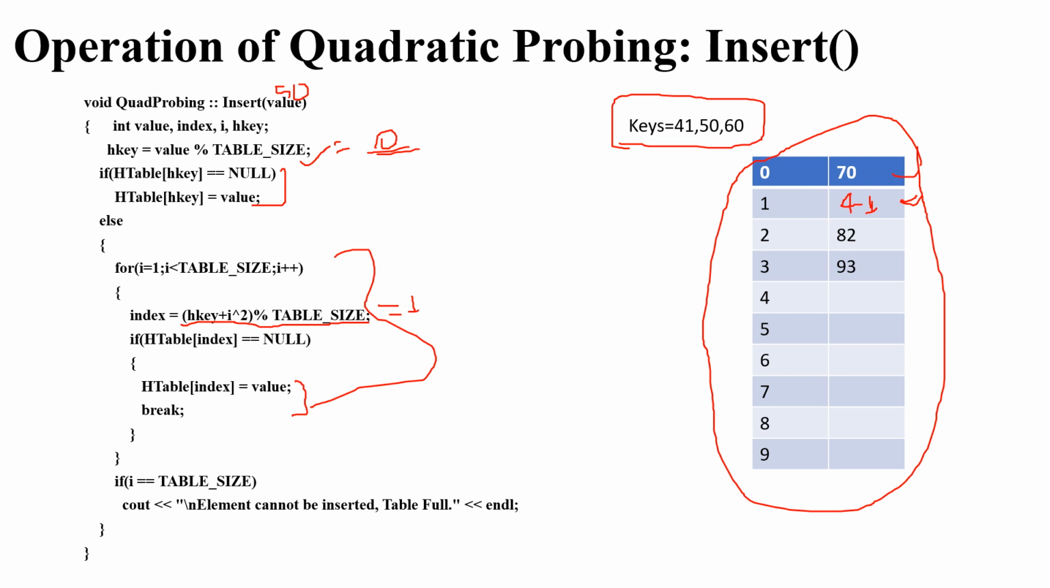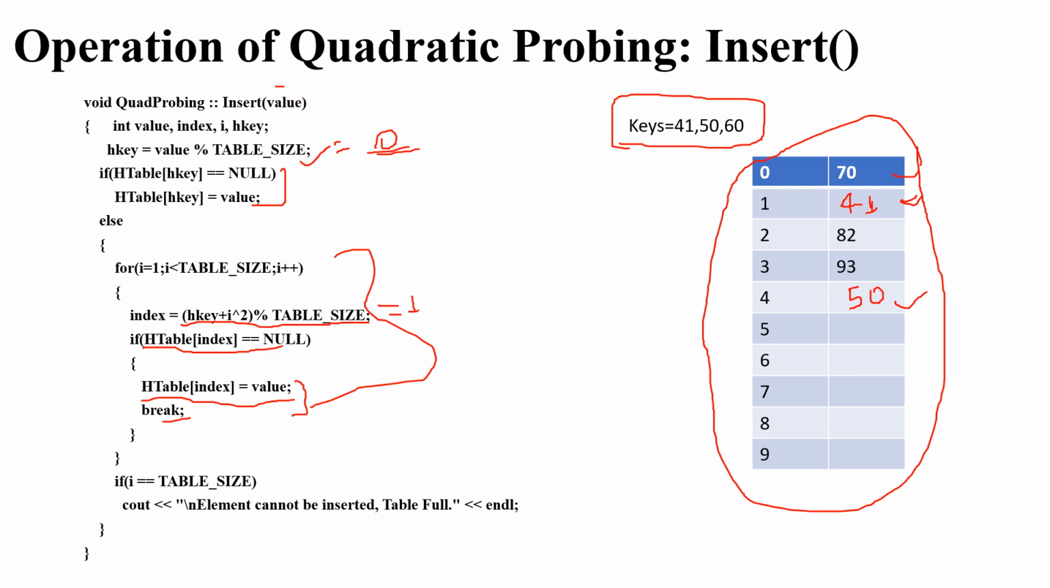Check the 4th index: does hash table of 4th index equal null? Yes, this is empty. Then hash table of 4th index equals the value, and my value is 50. So 50 is going to be stored at the 4th index, and then break, because you have to store only a single element, then come out.